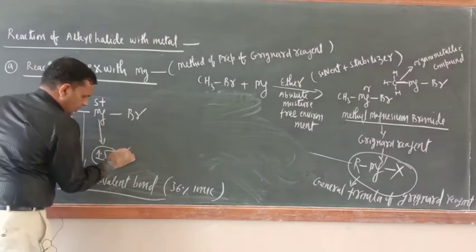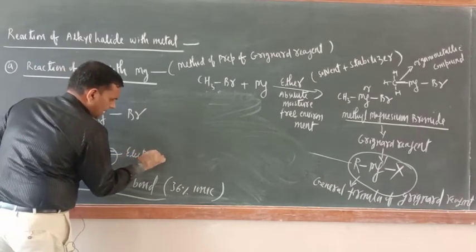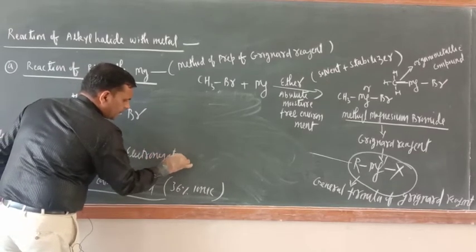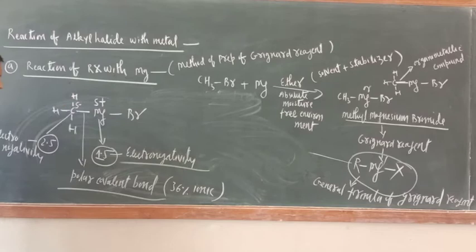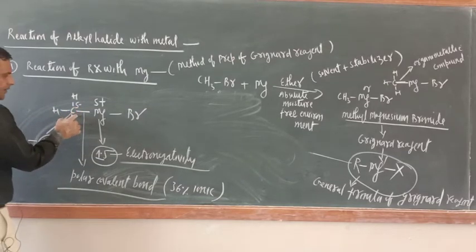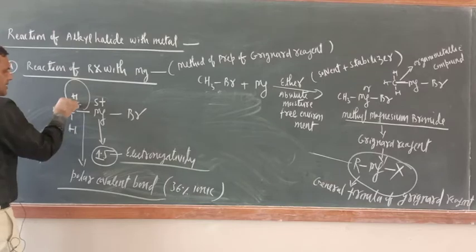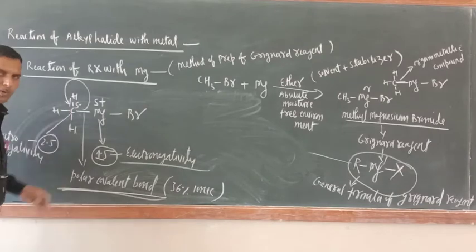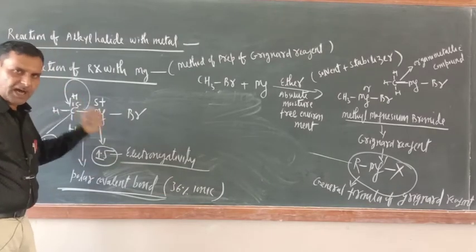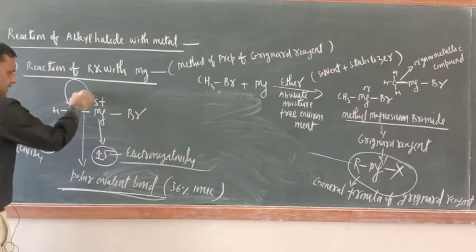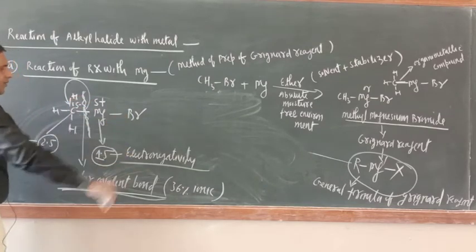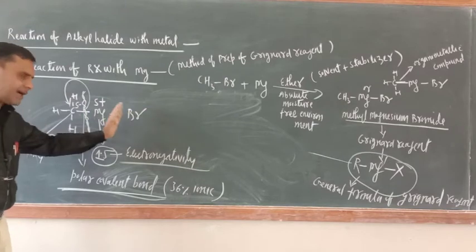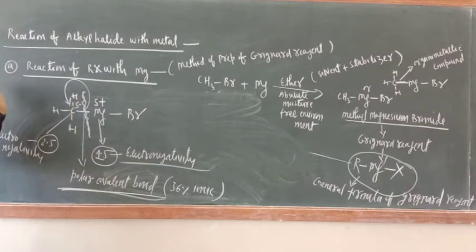Electronegativity. This is 2.5 and this is 1.5, so there is a difference. Because of this difference, the bond pair of electrons between carbon and magnesium shifts towards the carbon atom. So this becomes a polar covalent bond, 36% ionic. During the course of a chemical reaction, it will be broken from here only. So Mg will be the positive part and the CH3 alkyl group will be the negative part.